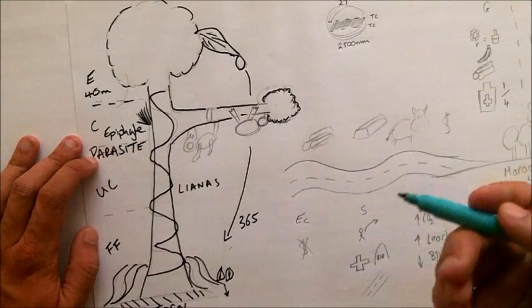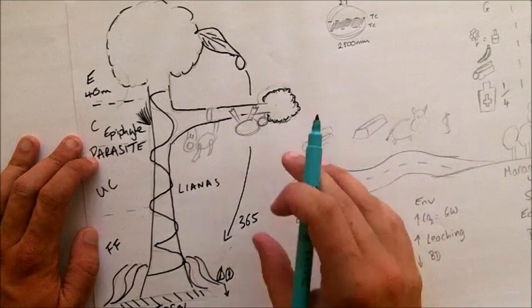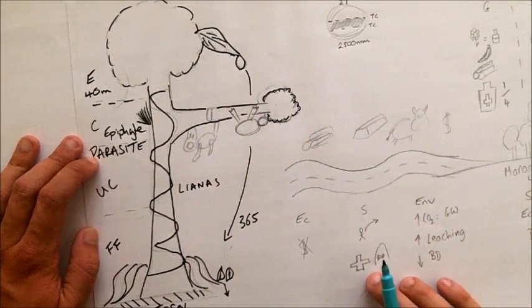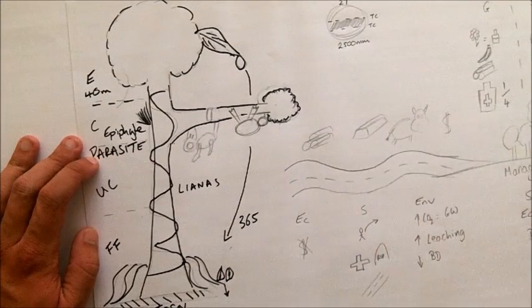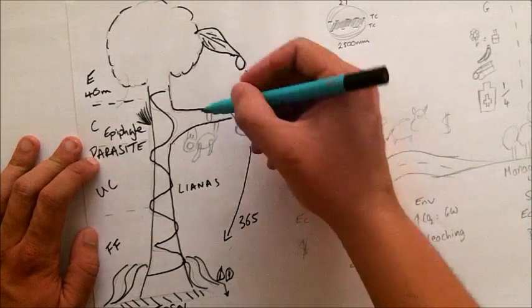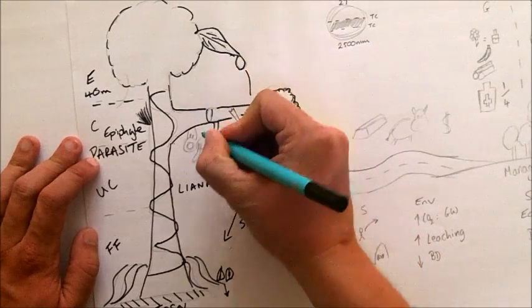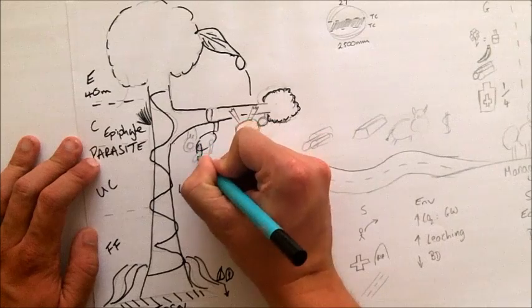Moving on to animal adaptations, we're going to look at some specific animals that live in the rainforest and are able to survive in the physical environment and challenges that that poses. One of those is the howler monkey, which we've got here.